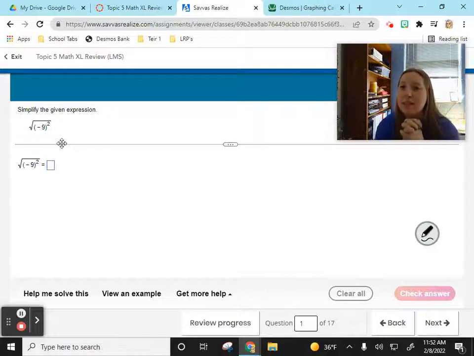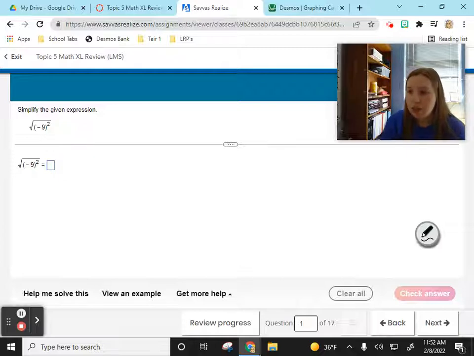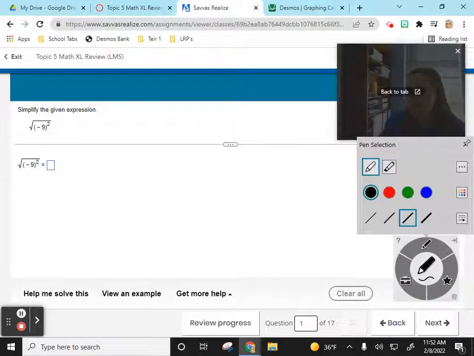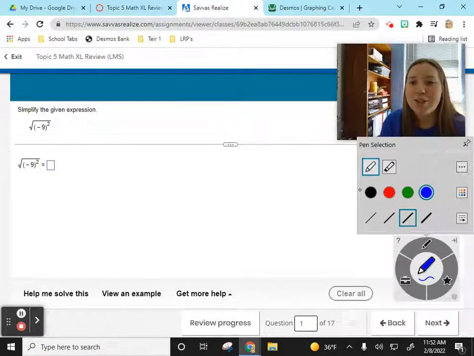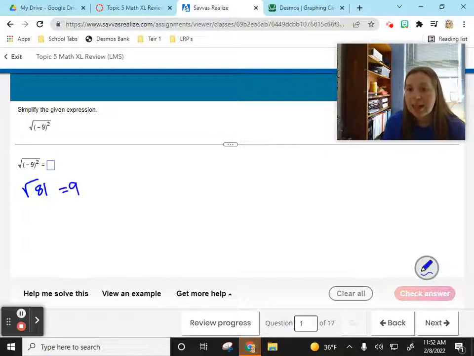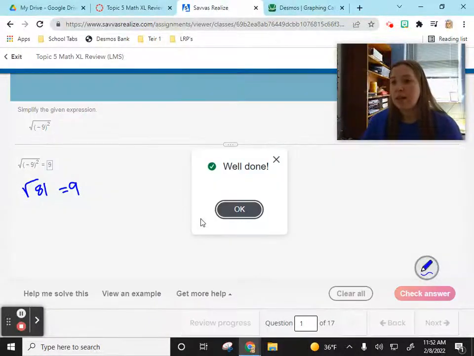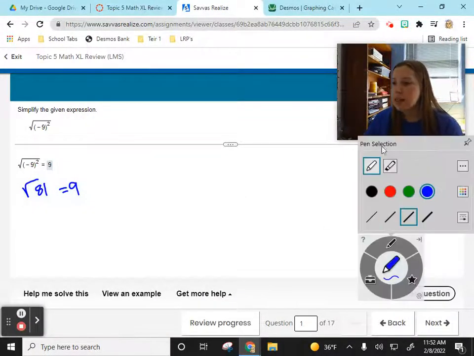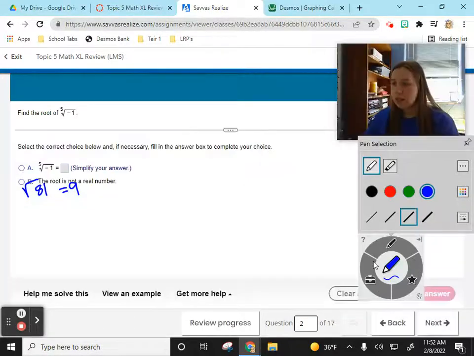So the first question is asking me to simplify the given expression. It's got a radical, it's got exponents in it. We can solve this by hand, but we could also use our calculator. The one thing we've got to remember is our order of operations. We want to take care of these parentheses first. So a negative number squared is going to spit back a positive. So I'm taking the square root of positive 81, and I know that equals 9. So I'm going to go ahead and type in my box here that it equals 9. And then we are good to go ahead and start on the next question.